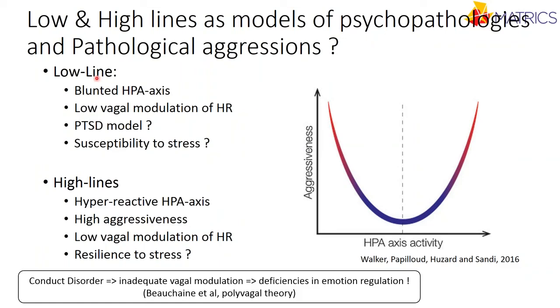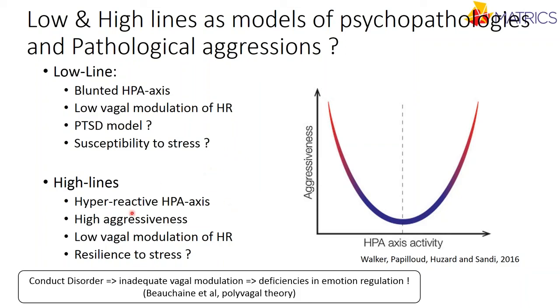So finally, I will just sum up a few results from the 2 extreme lines that make us think that they could be good models of psychopathologies. For example, the low line, which has a blunted HPA axis, as well as a low vagal modulation of heart rate, could be used as a model of PTSD, since low HPA axis and low vagal modulation have been found also in PTSD subjects.